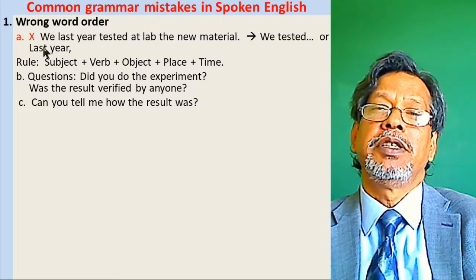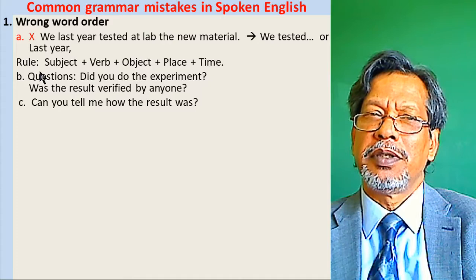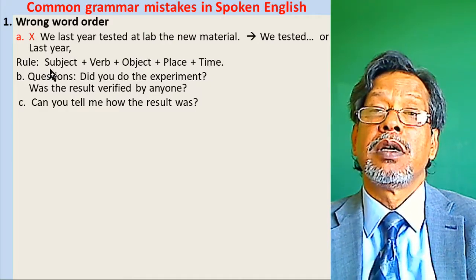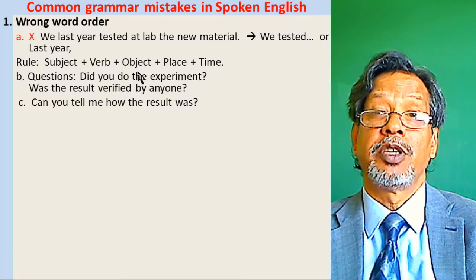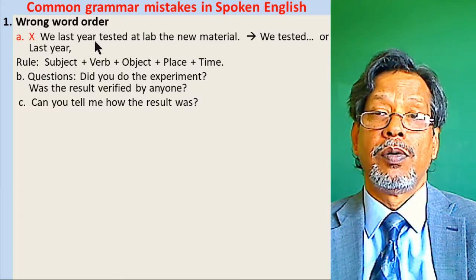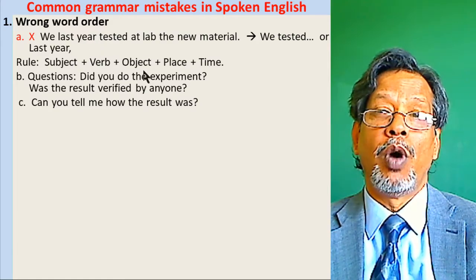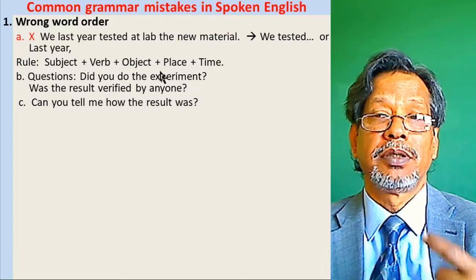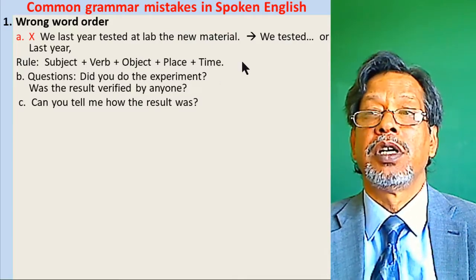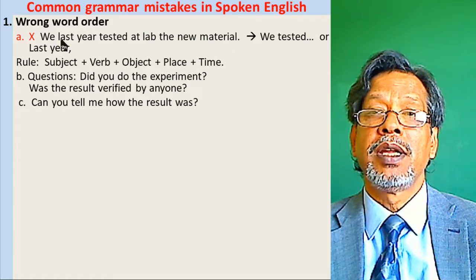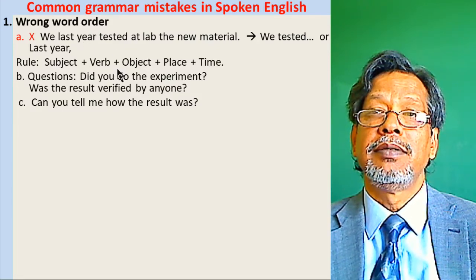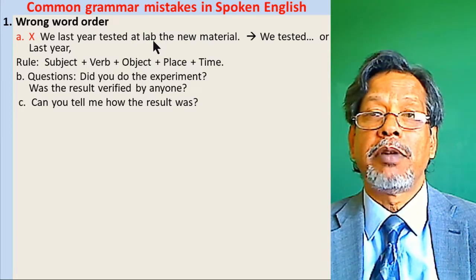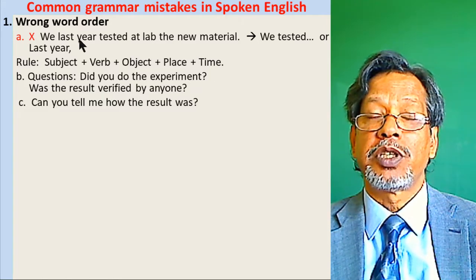So here's a rule that you should try to adhere to as much as possible. These are for assertive sentences. Subject, then verb, then object. Who? Did what? Where? When? Subject, verb, object, place, and time. That's the order. So it'll be nice to say we tested the new material at our lab or at the lab last year.